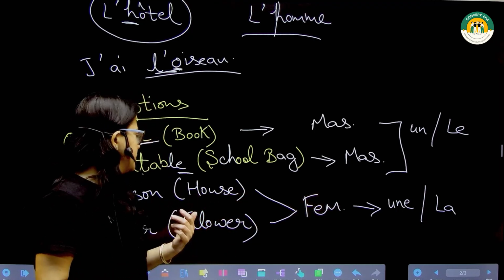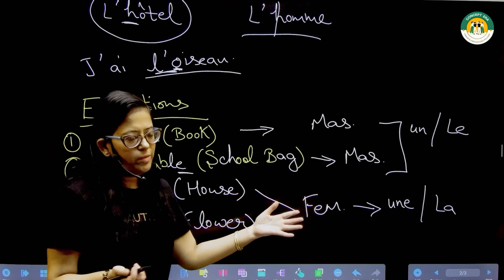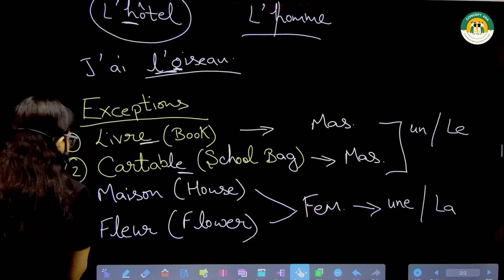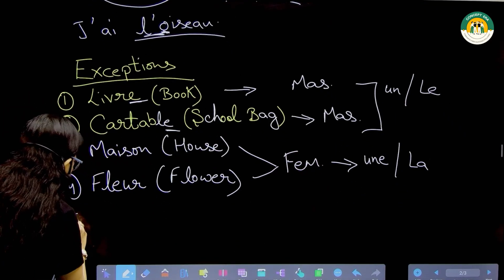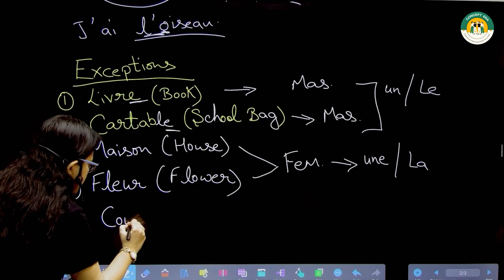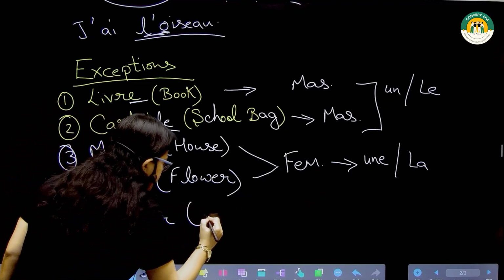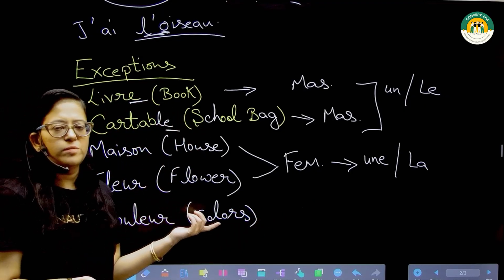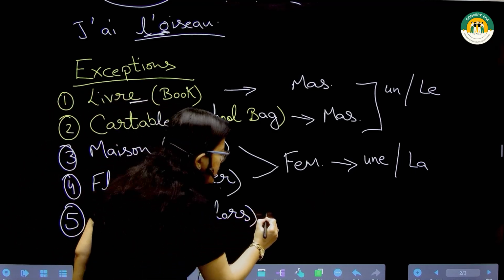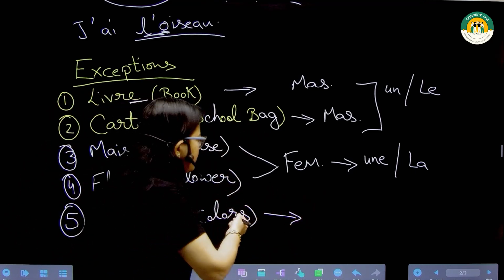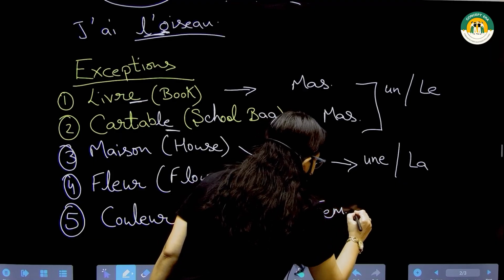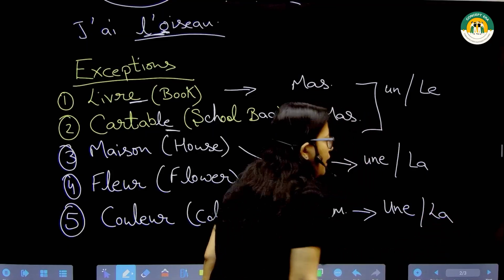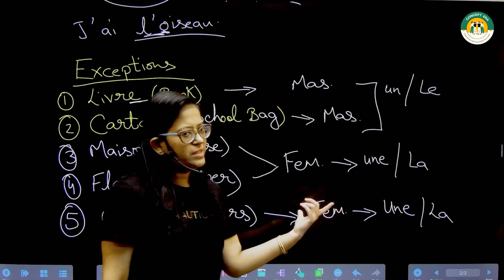We used to say these slogans. So maison is a feminine word. You can remember it like this. Flowers and colors. There is one more word, color, couleur. Couleur is also there. So color and flower, both these words are feminine words. We can generally say that colors and flowers are mostly preferred by girls. So with couleur also we use une, la. That means these are feminine words.